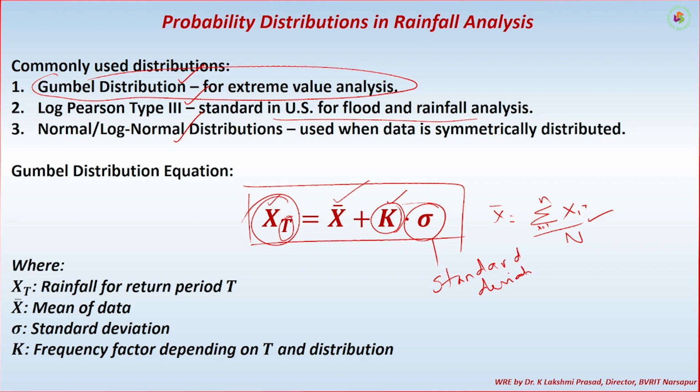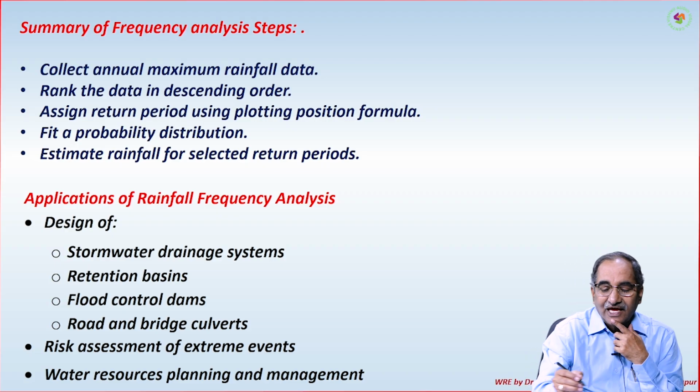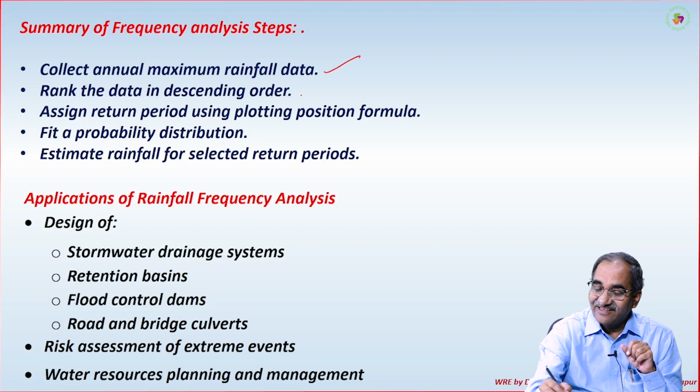Once you find x bar, sigma is the square root of x1 minus x bar whole square plus x2 minus x bar whole square, like that all summed, divided by n minus 1. If you put it, you are going to get the standard deviation. How to calculate these two, we have given in the previous lectures. So x bar and sigma we can calculate with the given data, and the K value should be given, which is a frequency factor. Then for any given return period, we can find the rainfall value. Once that is found, now I will put the sequence of steps. Collect the annual maximum rainfall data, right? Rank them in order.